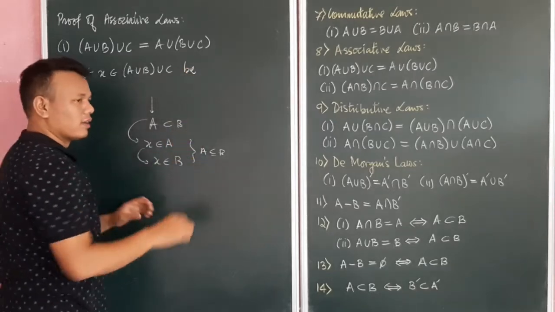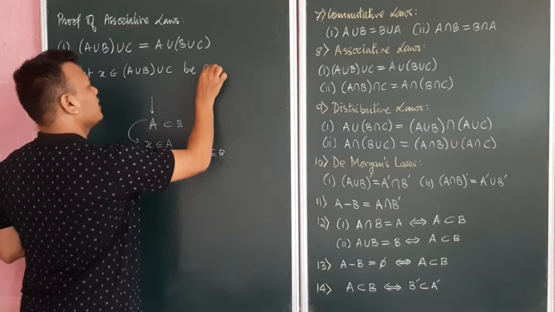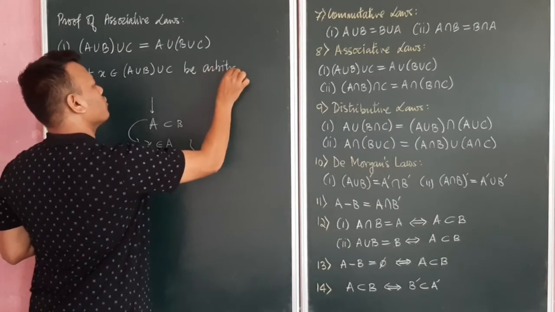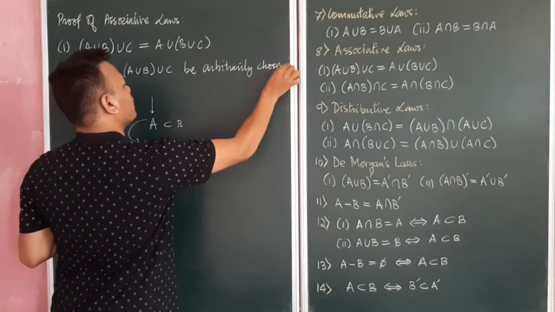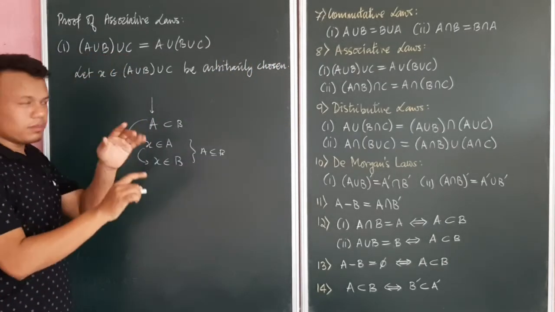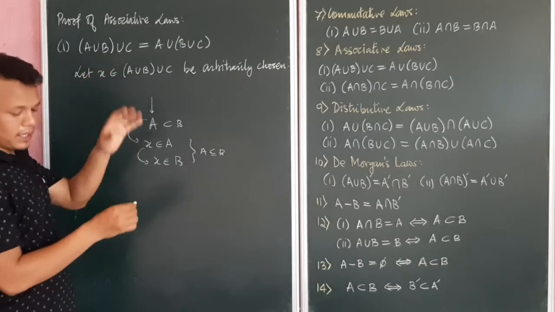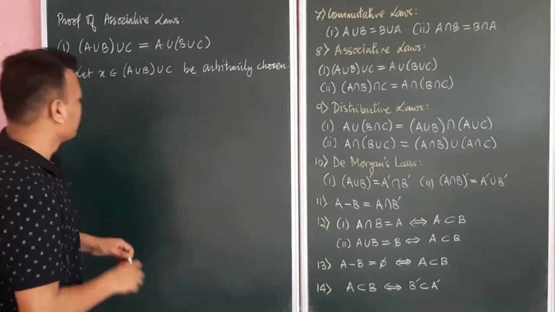B chosen randomly, you can write that also, or we write arbitrarily chosen. So this will be the appropriate language. So x is chosen randomly from here. Okay, so it can be any element. Now see here what is happening.